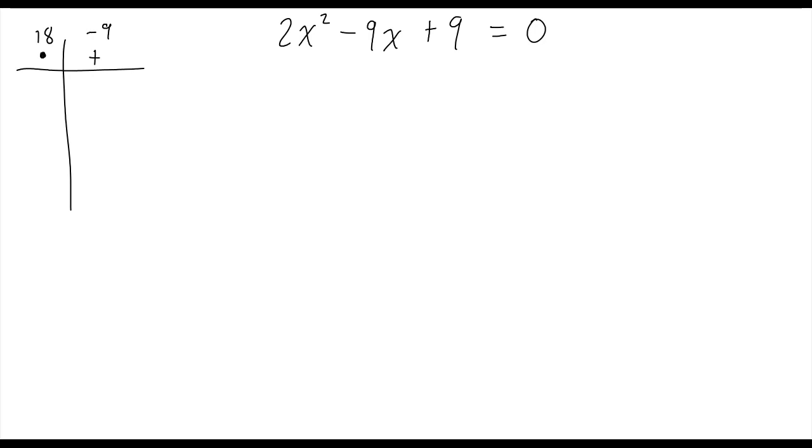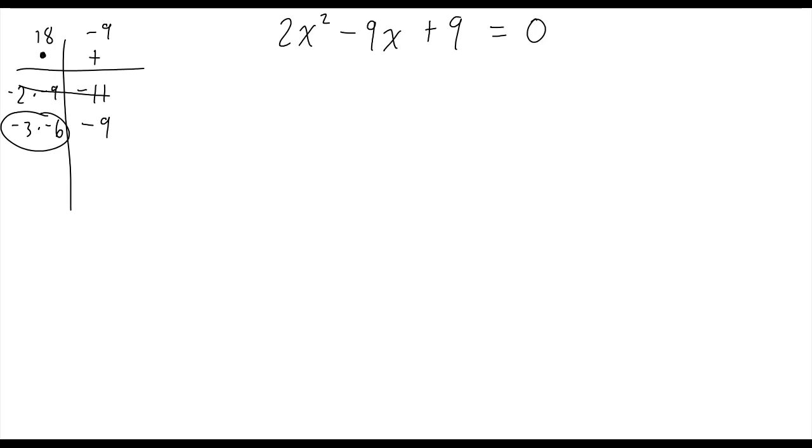Okay, so I start thinking through numbers that multiply to be equal to 18, such as -2 and -9. That multiplies together to be a positive 18, but if I add them together, they equal -11, so that's not good. How about -3 times -6? Well, that multiplies together to be a positive 18, and they add together to be -9. So -3 and -6 are the numbers that I need to use here.